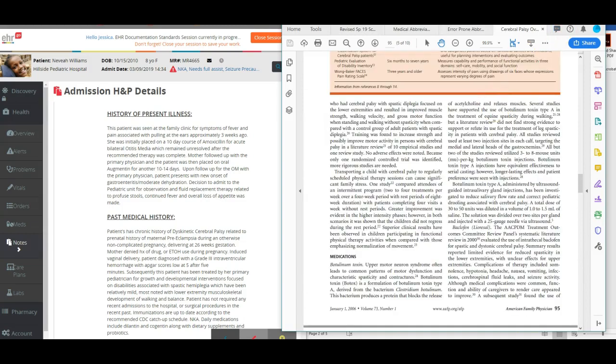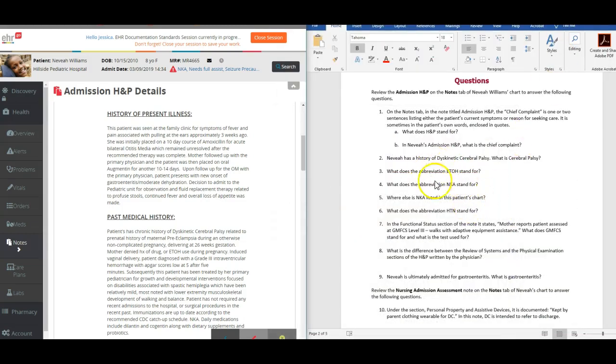I'm sure there's more than one in there about her cerebral palsy. So the next questions deal with abbreviations. What does the abbreviation ETOH stand for? NKA?